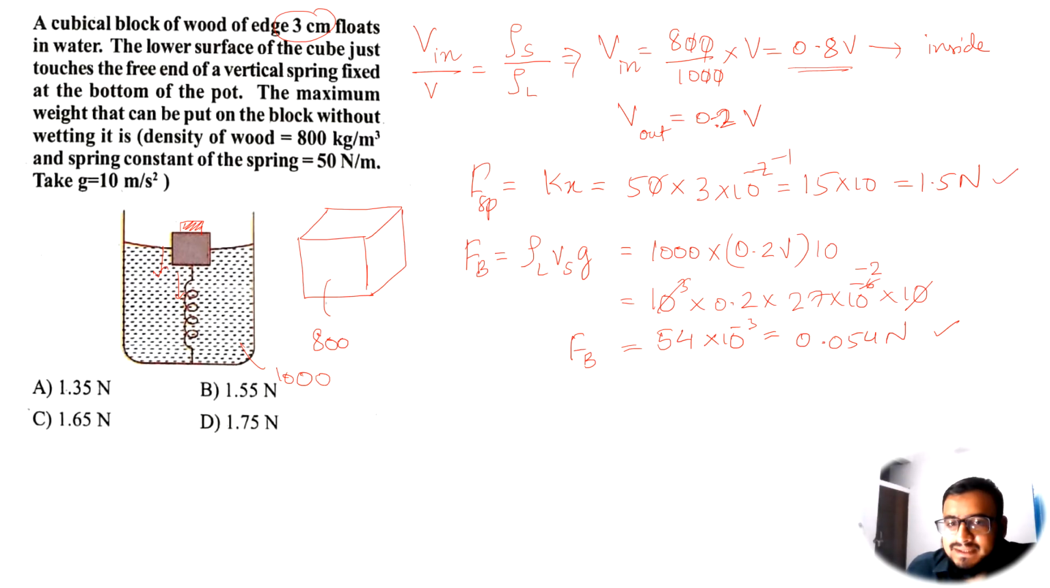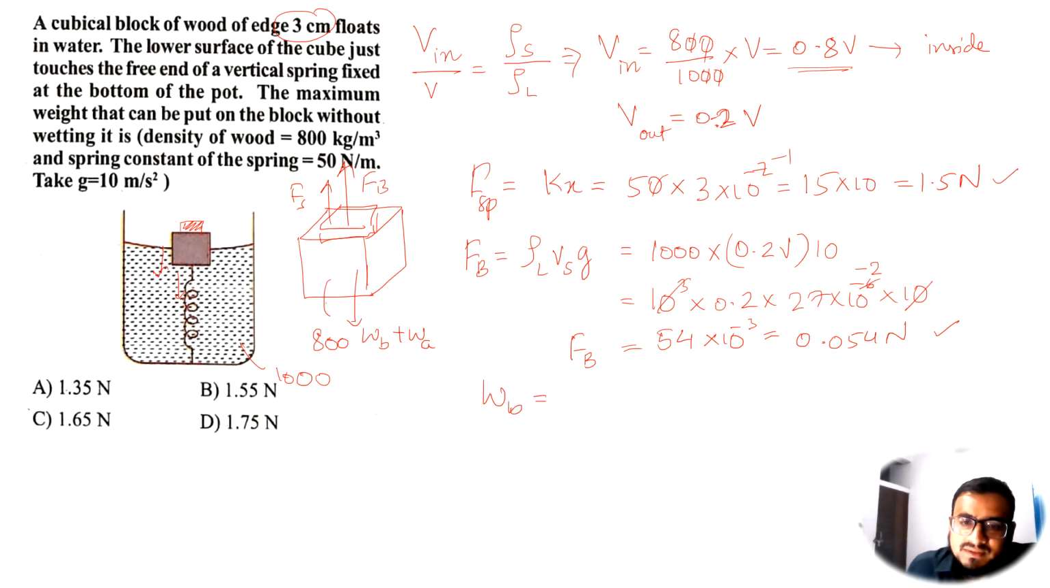These two forces are acting basically upwards, the force of buoyancy and the force of spring. To this, if I add an additional weight, the weight of the block and the weight of the additional mass is acting downwards. So when balanced by these two, it means this entire wood is inside the water without the upper mass getting wet. So let us find the weight of the block.